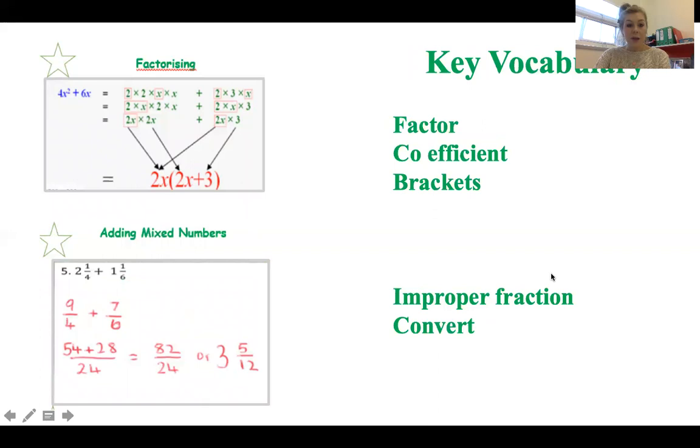The next two topics that I've identified are factorising and adding mixed numbers. So when we factorise an expression, so here's an example of an expression, and I want to factorise it.